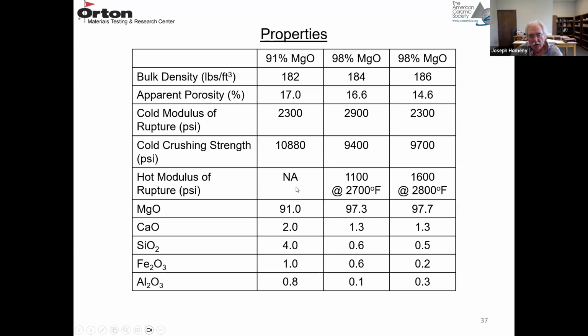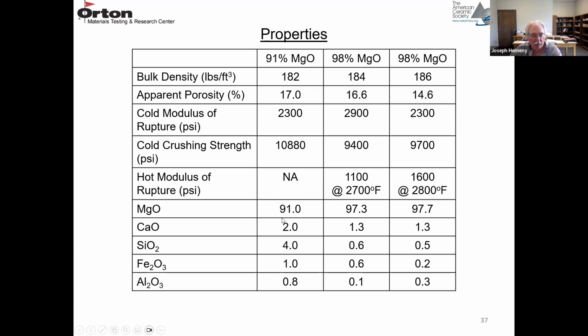You don't really want to use it where you have a high temperature application that requires creep resistance, strength, and corrosion resistance, but you can put it in a lower temperature application, perhaps in a regenerator in a glass tank where the temperatures are low and you're using MgO to resist alkali corrosion. So just because it has low hot strength doesn't mean it's not a useful material.